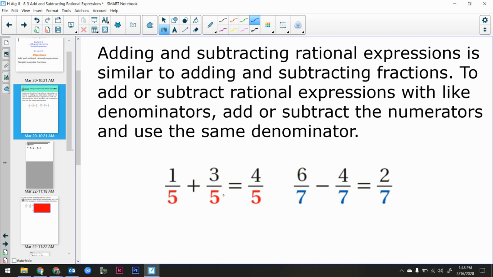Now, obviously, if you have common denominators, life is good, right? We got 1/5 plus 3/5 is equal to 4/5. When you have common denominators like the 5 and the 5, you just add together the both numerators. So 1 plus 3 gets us the 4/5. Same thing with subtraction. You just subtract on top. 6 minus 4 is 2, so it's 2/7. So once you have common denominators, it's really quite easy.